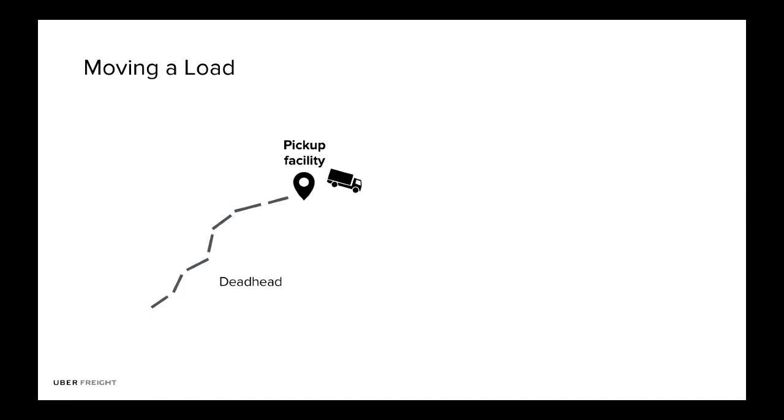Once the driver arrives at the pickup facility, he will get loaded, and then it's up to him to move this load from point A, pickup facility, to point B, the drop-off facility. Once the driver arrives there, the truck will be unloaded, and ultimately, the driver will be available for his next trip, his next load that he can book and find through the Uber Freight application. This is from a user perspective.